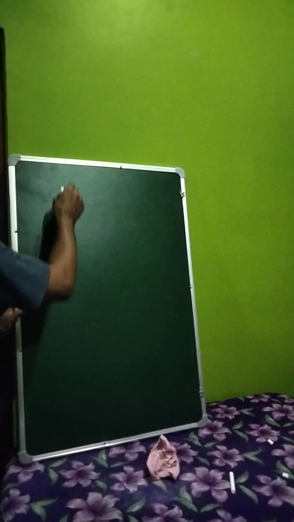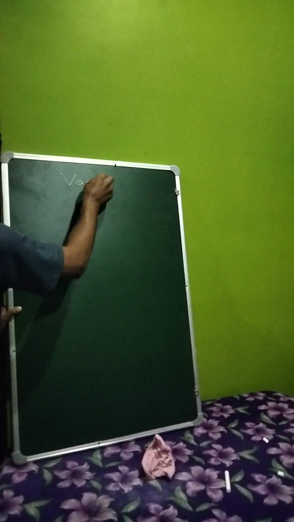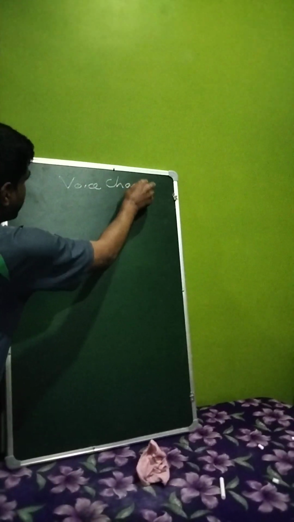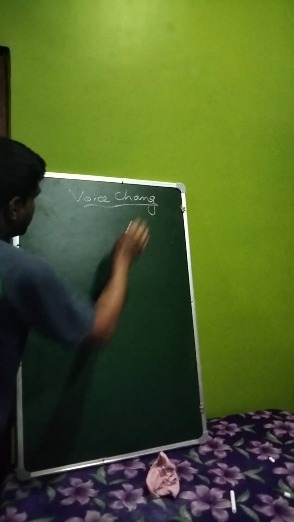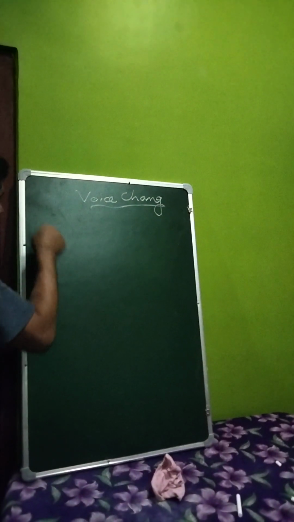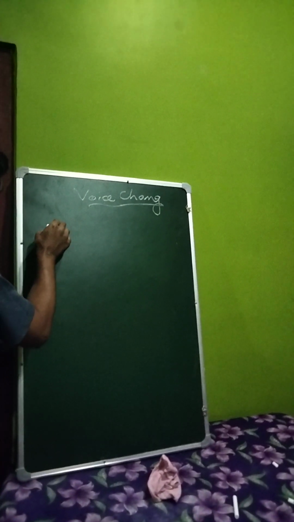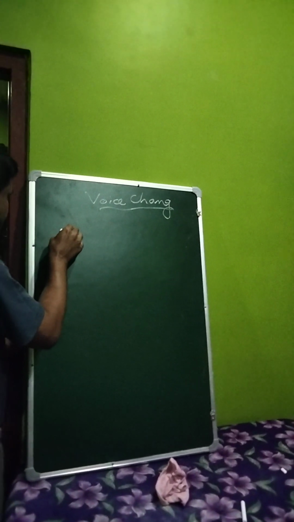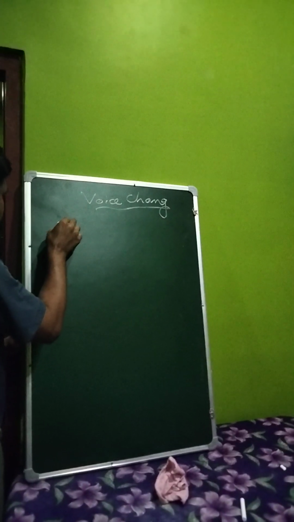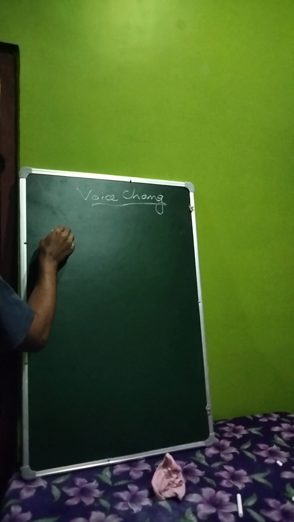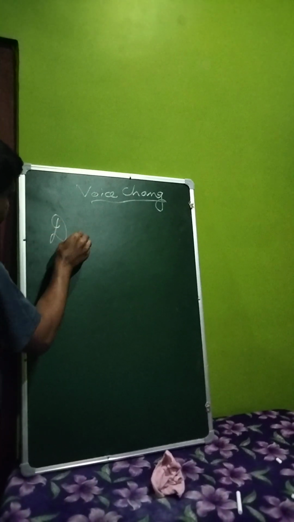Hi students, I am going to teach you voice change. You see here, voice change. I will be teaching you the interrogative sentence of present indefinite tense, starting with the auxiliary verb, or you can say helping verb, or you can say be verb, do or does. Now let me start the sentence.